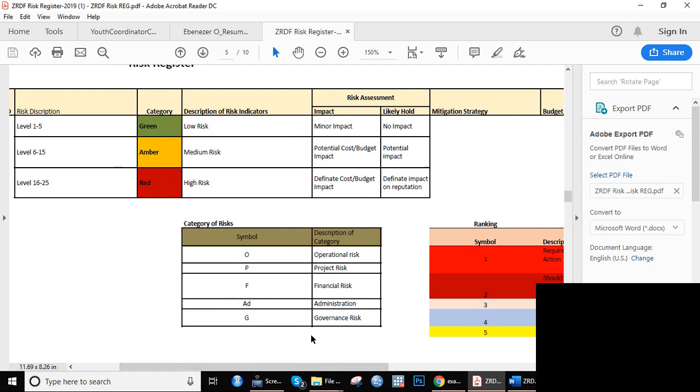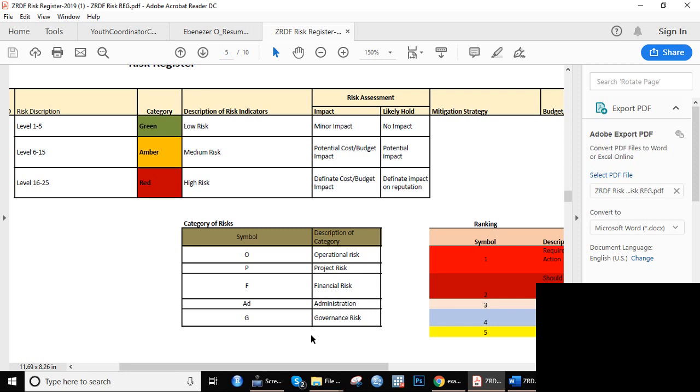So in terms of the risk description, you can actually categorize it into risk level 1 to 5 or 6 to 15 or level 16 to 25. Okay. Again, this description of the risk is going to be devised or developed by you. If the risk level, okay, so for instance, let me give you an example.